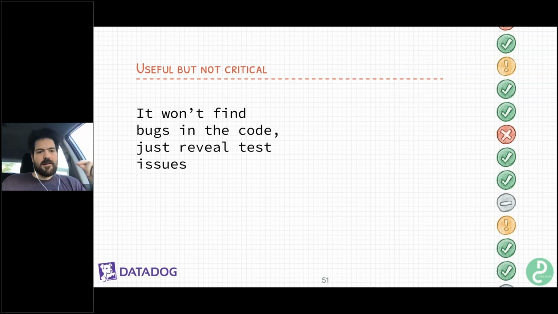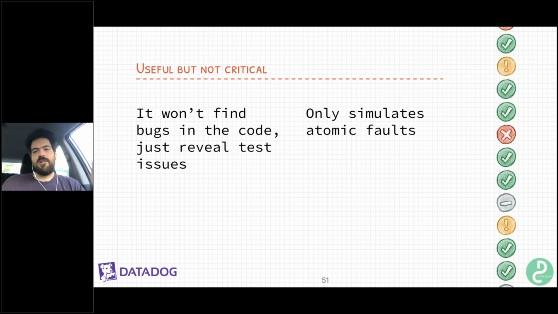Keep in mind that mutation testing won't find bugs in your code. It's going to reveal issues in your tests. And also, it only simulates atomic faults. So it's only going to change the sign of an operation. It's going to change a number. It's going to turn a 0 into a 1, basically. But you can also write your own mutations. So you can actually say, oh, when I see this sequence of bytecodes, I'm going to change it into this other sequence of bytecodes.